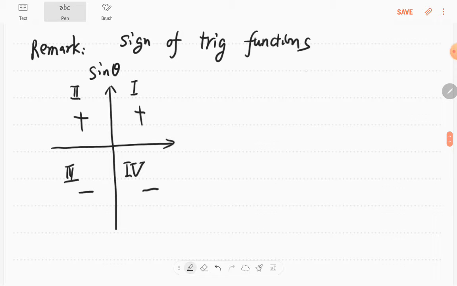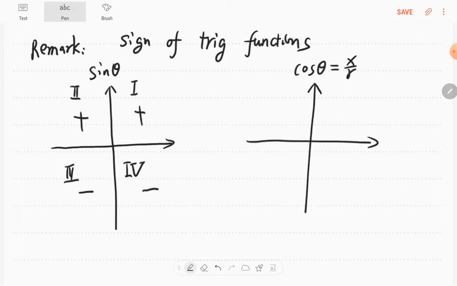For the cosine theta, cosine theta equals x over r, right? This one was y over r. R is positive, so in the first quadrant, where the terminal side is in the first quadrant, it is positive. In the second quadrant, x is negative, so it's negative. In the third quadrant, it's also negative, and positive here.